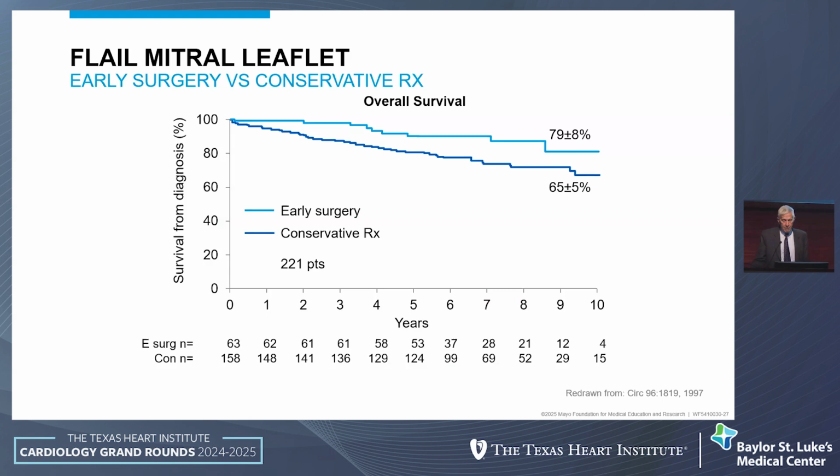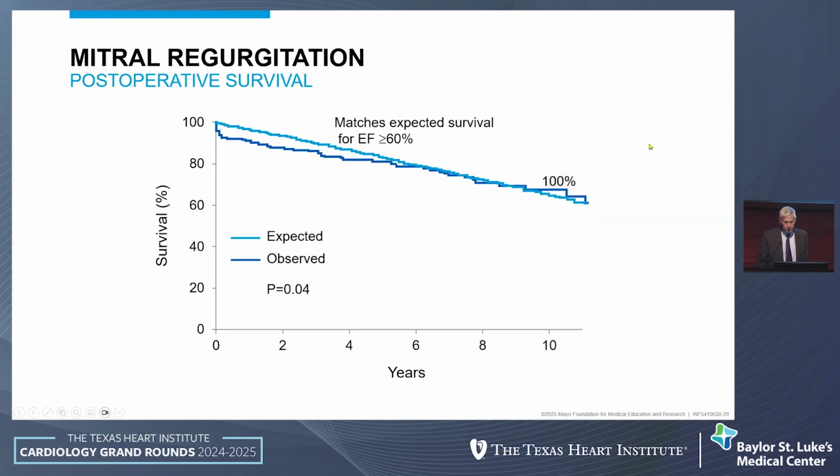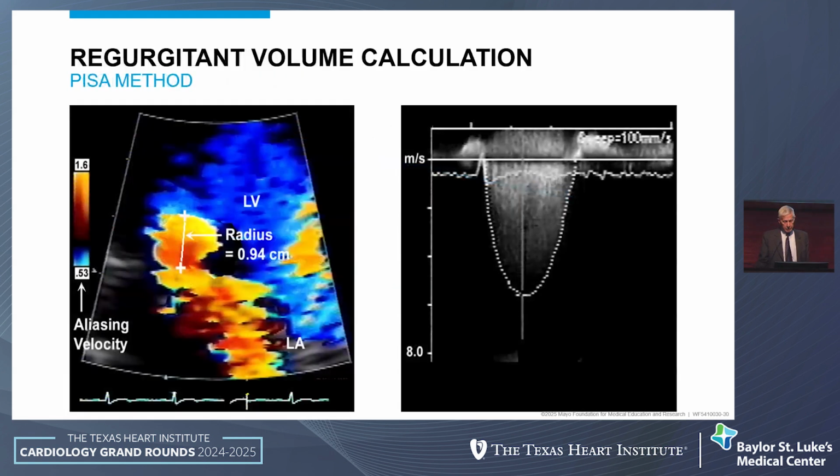Now, it turns out that if you operate early, in other words, in these patients that had severe MR, if they had an operation within 3 months of the diagnosis, their survival at the end of 10 years was almost 80% compared to 65% for patients whose operation was further delayed. So the story as it is developing is that when you operate earlier, the patients had a better outcome. And the difference was not due to selecting patients for surgery, it was due to the difference in cardiac-related deaths. In fact, if you operated on patients early and they had a normal ejection fraction, their survival was the same as an age and sex-matched population.